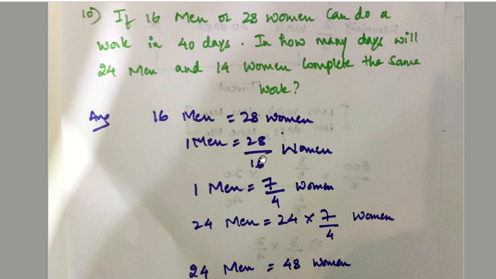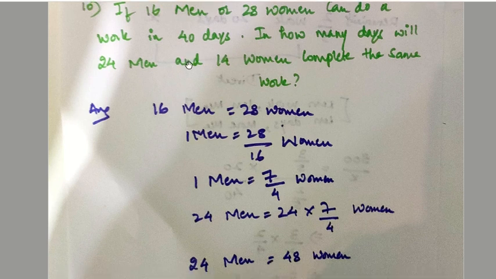So next question, if 16 men or 28 women can do a work in 40 days, in how many days will 24 men and 14 women complete the same work?